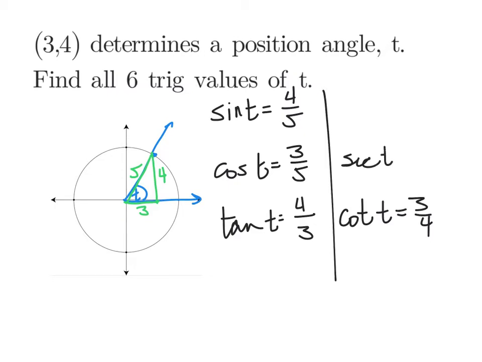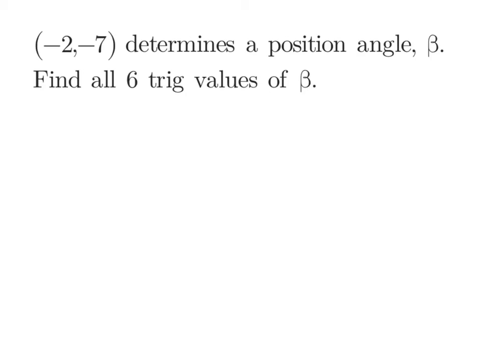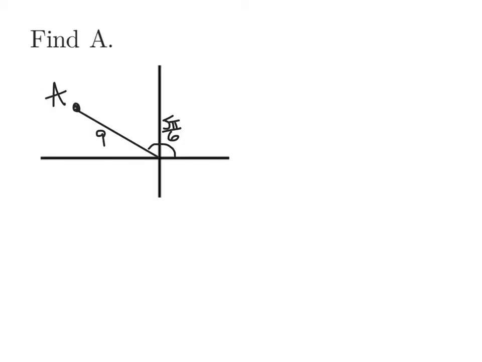Secant is the reciprocal of cosine, 5/3. And cosecant is the reciprocal of sine, 5/4. What if we want to find out where A is? So find that ordered pair for A.